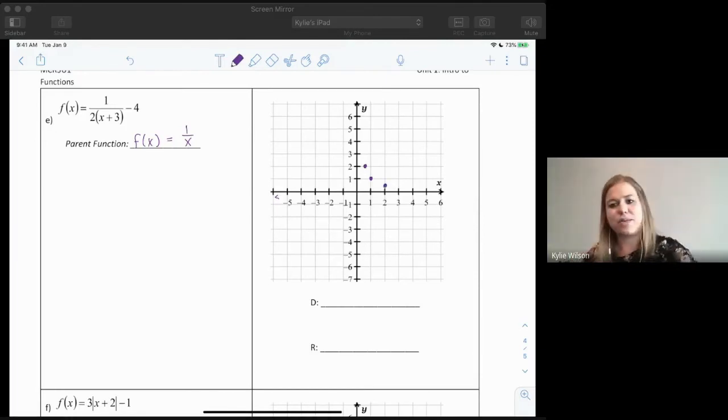I find this one the hardest too, because the parent function doesn't have as nice of points as some of the other ones. At the end, we're going to do an absolute value one, which is much more straightforward. So if you're feeling a little confused because of the 1 over x's, don't panic. These ones are by far the hardest.